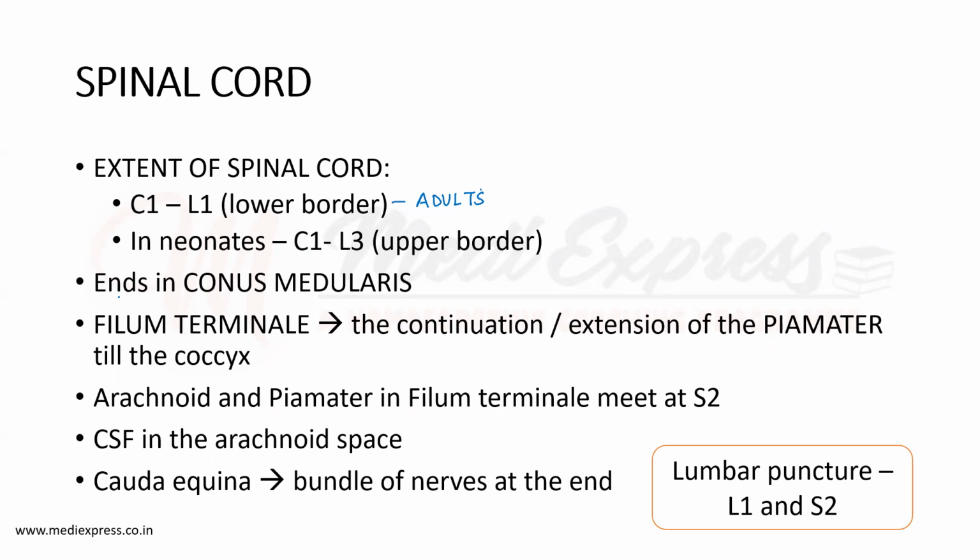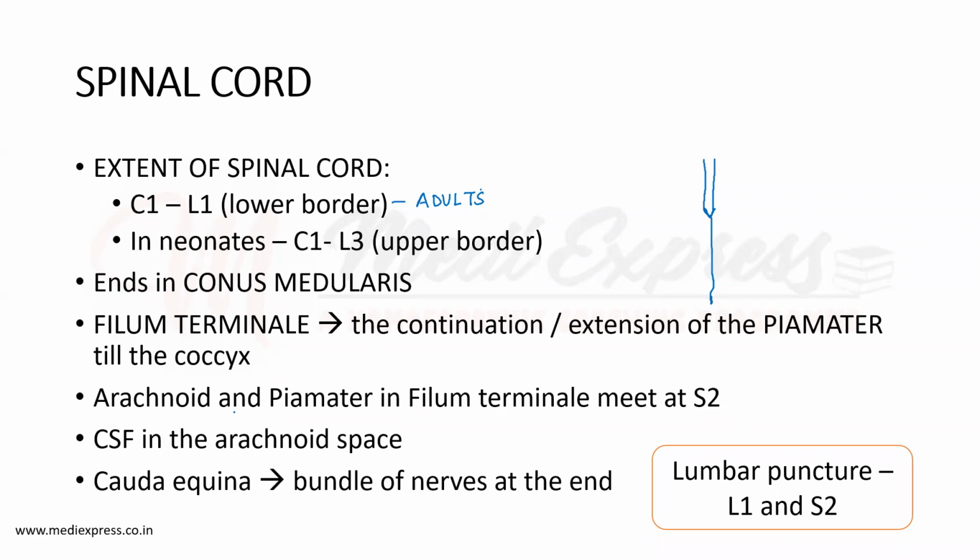And the spinal cord ends in the conus medullaris. It comes like this, and finally we have the conus medullaris. And then, as a continuation of this, we have the filum terminale. Now remember, the filum terminale is nothing but the extension of the pia mater till the coccyx.